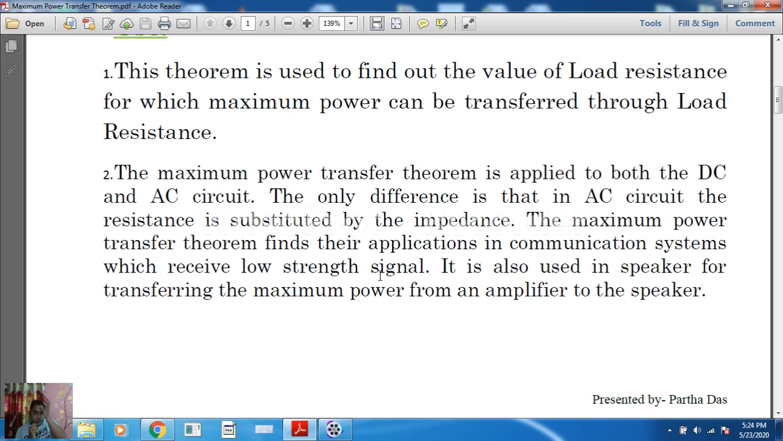It is also used in a speaker, for transferring the maximum power from an amplifier to the speaker. Same concept: by changing the resistance value we can change the amount of power transfer. How much can we change the resistance value? Up to the internal resistance of the circuit. When the internal resistance of the circuit is equal to the load resistance value, then only we can transfer maximum power. This is the main point.